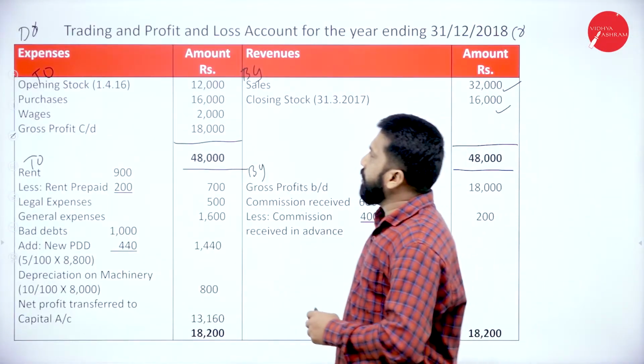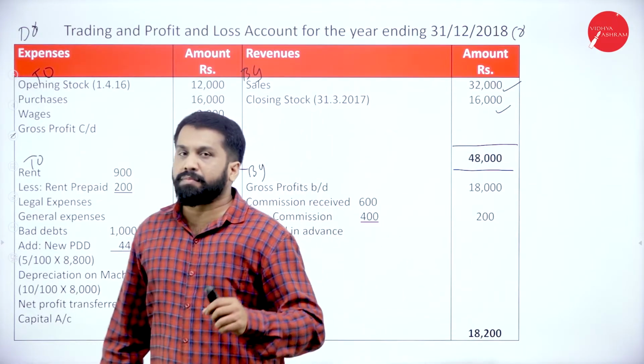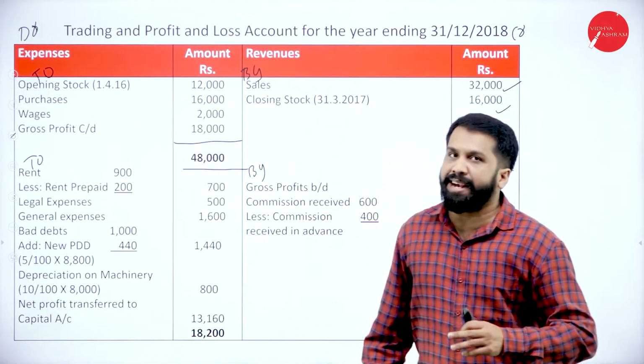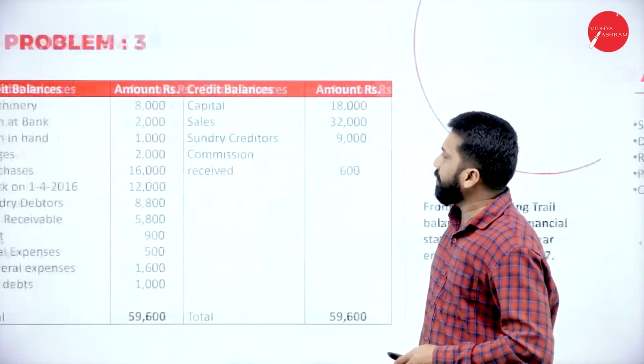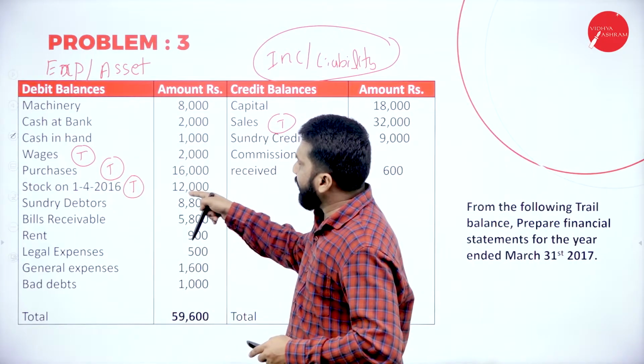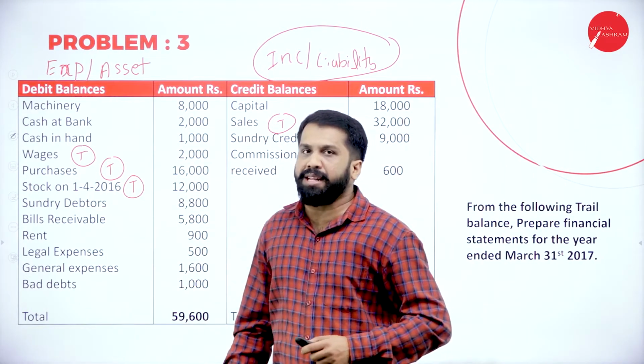Now, similarly, on your debit side, we take opening stock, purchases, wages. So we have taken them directly. I'll go back to your question. See in the question, we have wages, purchases, opening 12,000, 16,000 as well as 2,000.